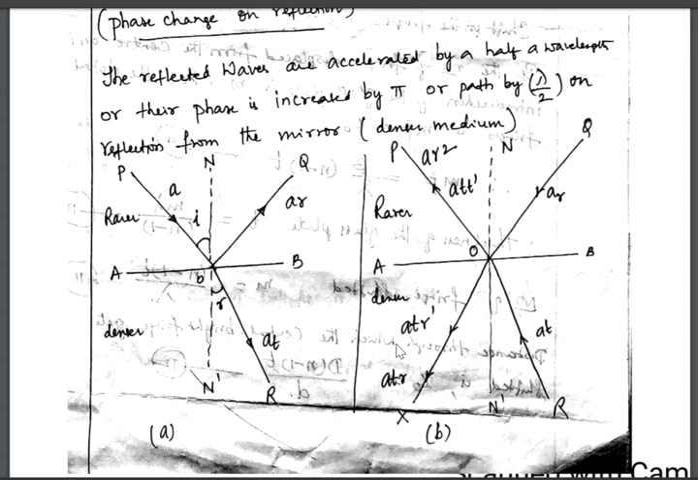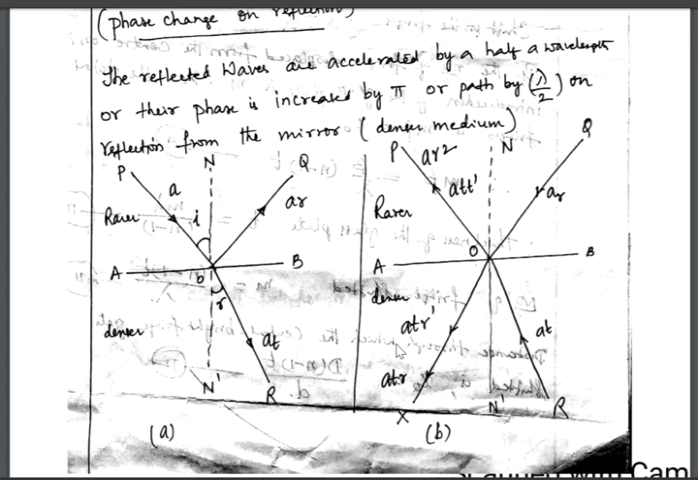Let A be the amplitude of light of the incident ray. A part of it gets reflected. So therefore AR is the reflected part and AT is the transmitted part.